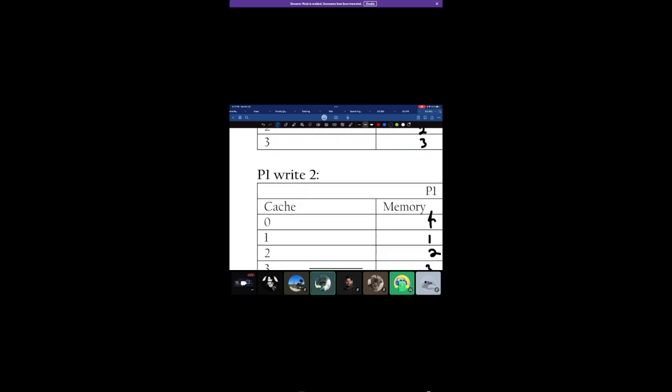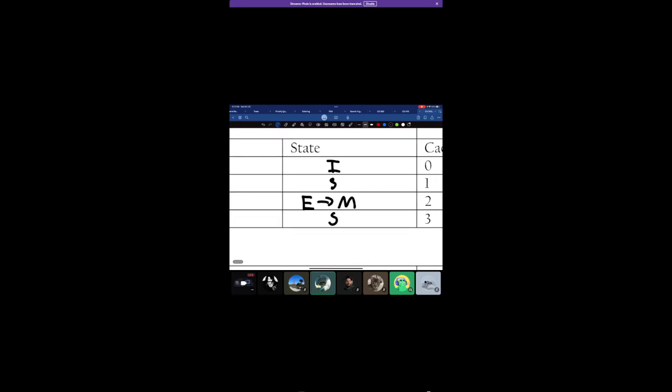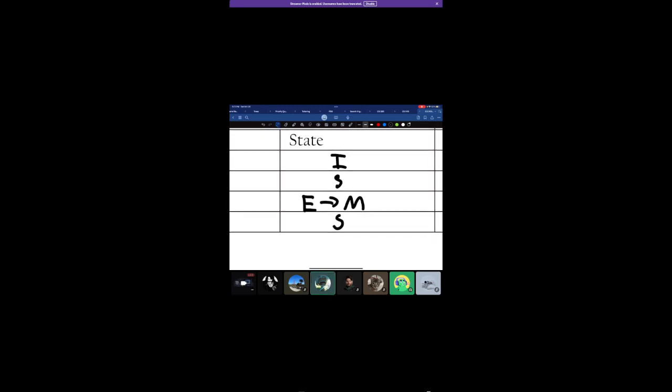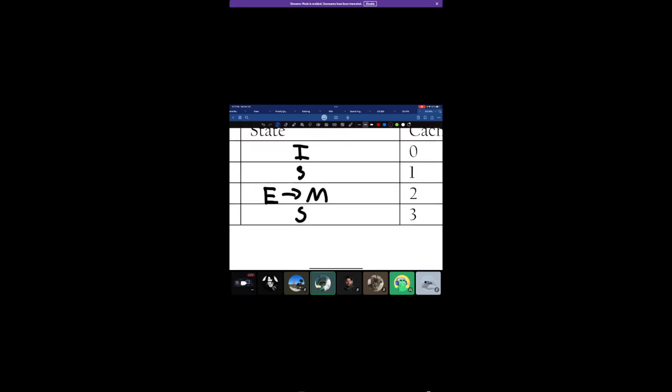Could you repeat that? This is a write back policy. We're writing to 2. 2 is inside the cache, and it's exclusive. But we're writing back, not writing through, meaning we're going to update the value in the cache and not the main memory. So it's going to go from exclusive to modified, because now the value inside of the address of the cache and in the main memory, they're no longer in sync. So now it's modified. Okay. Because now we've modified that value.